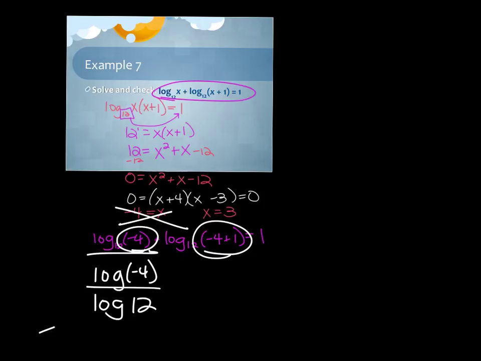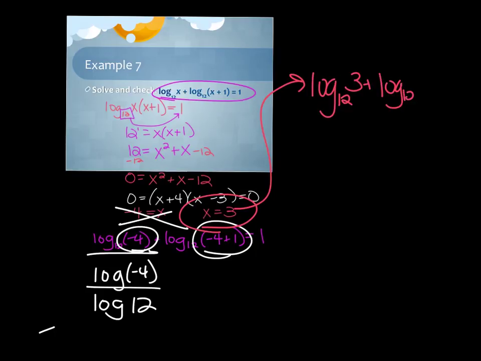So now let's try it with the positive 3. So this time this is log base 12 of 3 plus log base 12 of 3 plus 1 equals 1.